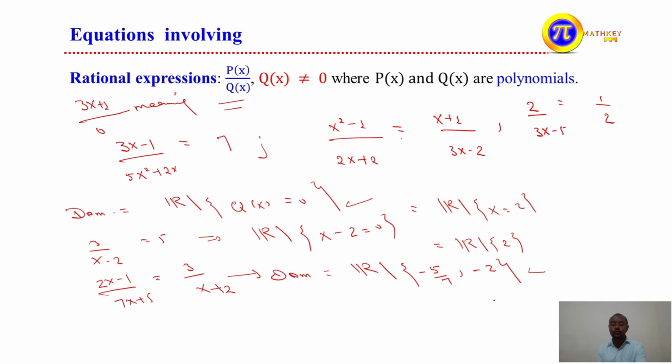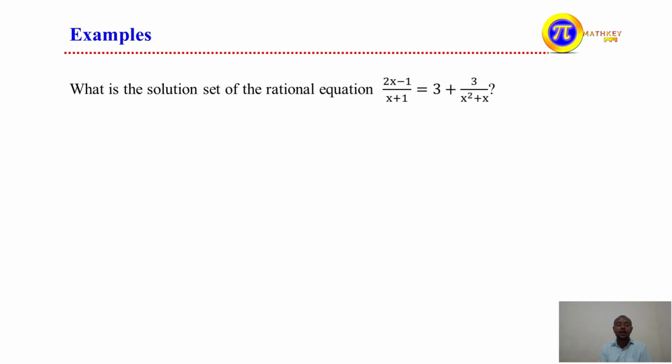So, let's try to solve different examples on this. Now, what is the solution set of the rational expression or rational function which is given in such forms? What's the domain of this? The domain of this rational expression is all real numbers except the zeros of the denominator. The zero of x plus 1 is negative 1, yes? That is negative 1.